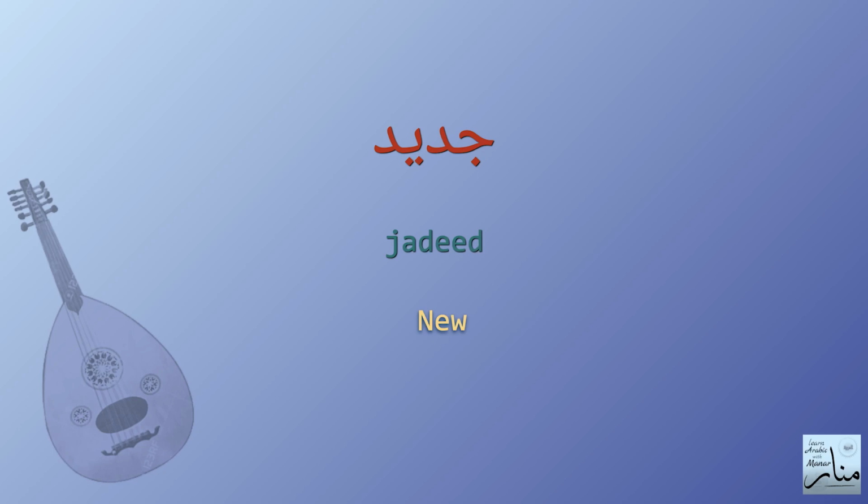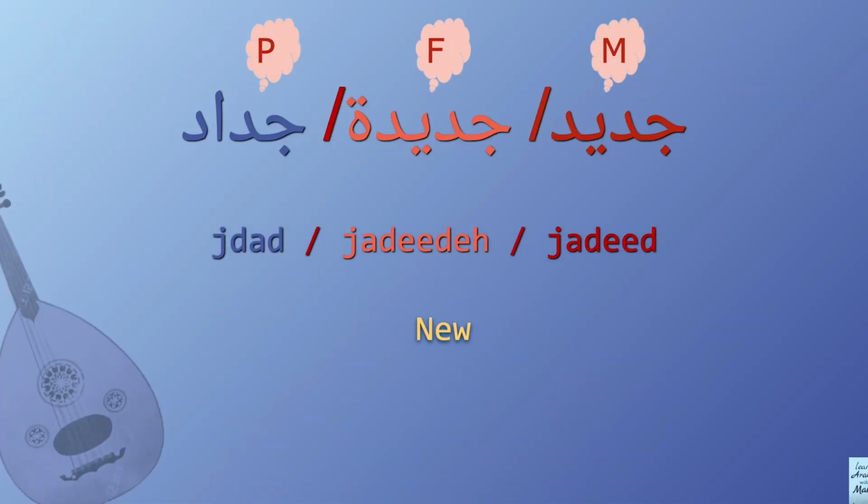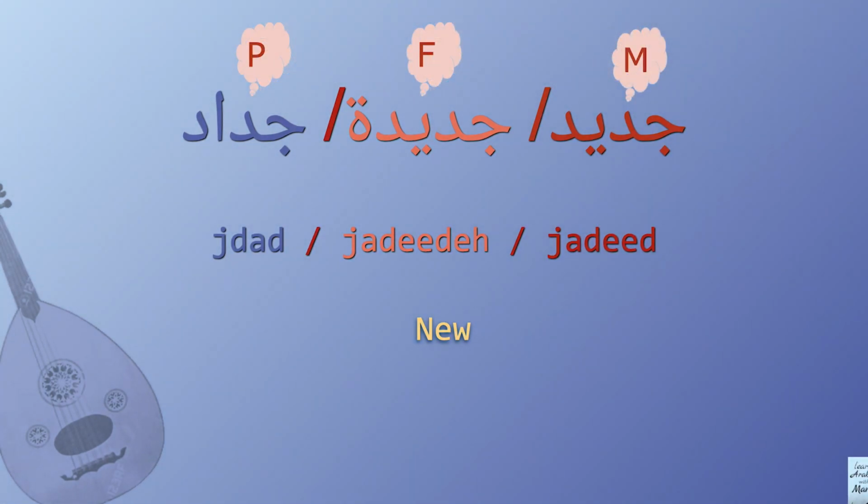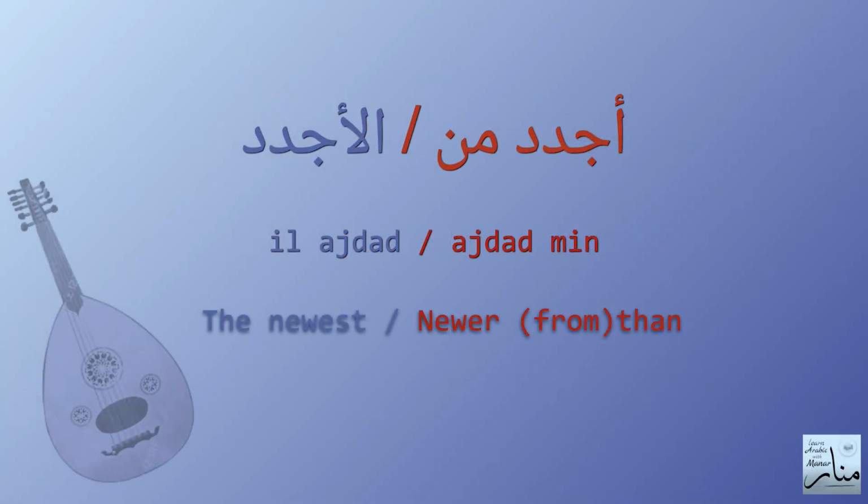Now let's take another set of adjectives, new and old. New is جديد, old is قديم. We will see masculine and feminine, plural, comparative and superlative. Okay, let's start with new, جديد. جديد, masculine. جديدة, feminine. جداد, it is plural. أجدد من, newer than. الأجدد, the newest.